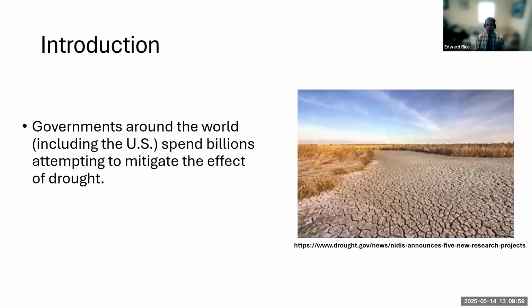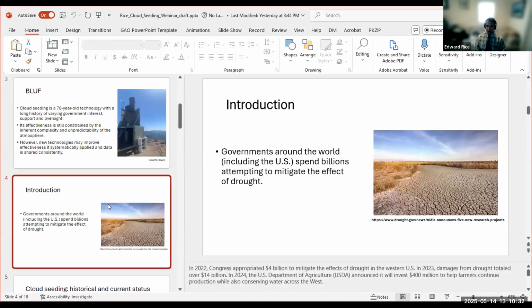So why does this matter? This is from the introduction of our report. Governments around the world, including the US, currently spend billions of dollars attempting to mitigate the effects of drought, also the effects of too much rain, or some of the damage that comes from severe weather. So it is a topic that is always of interest. In fact, in 2022, Congress appropriated about $4 billion to mitigate the effects of drought in the Western US. And in 2023, the damages from drought totaled over 14 billion.